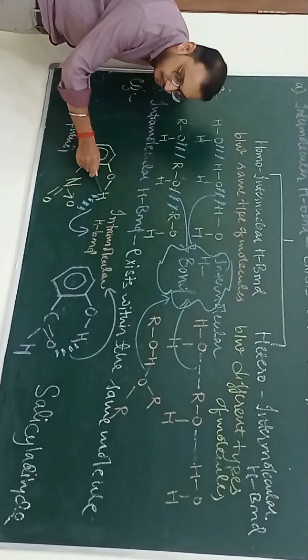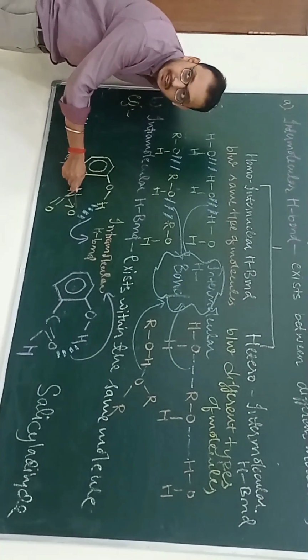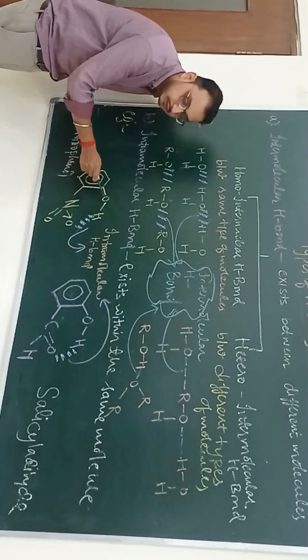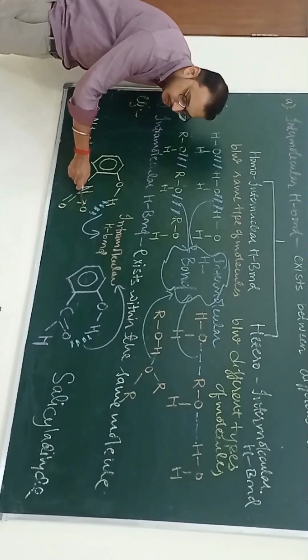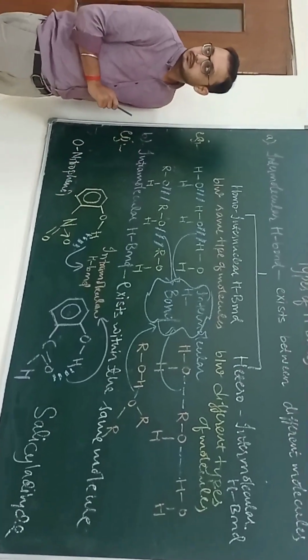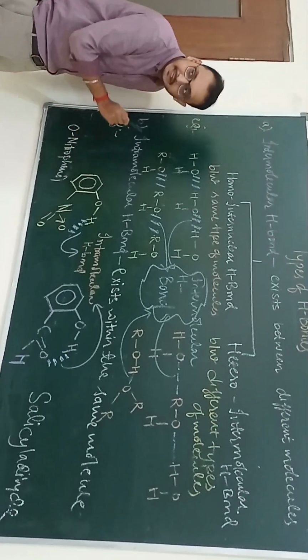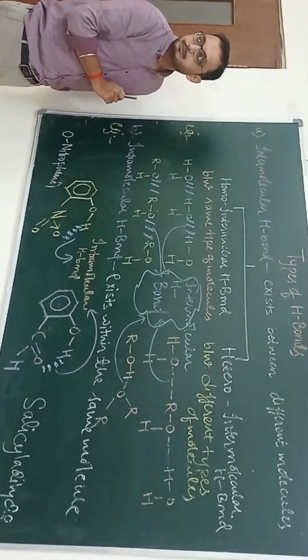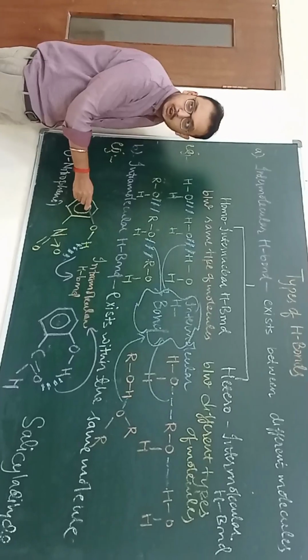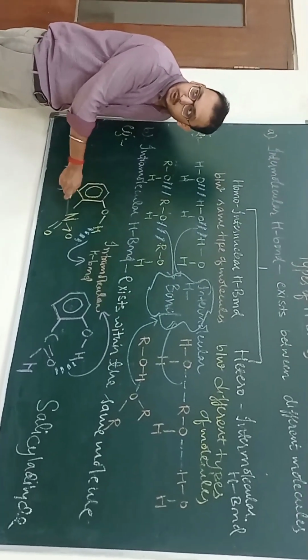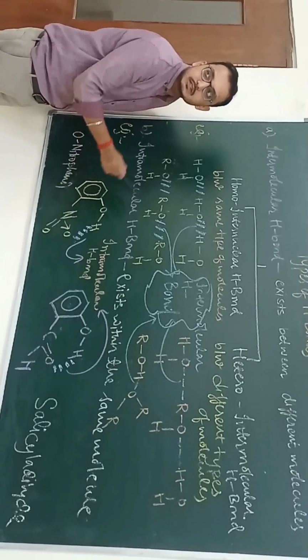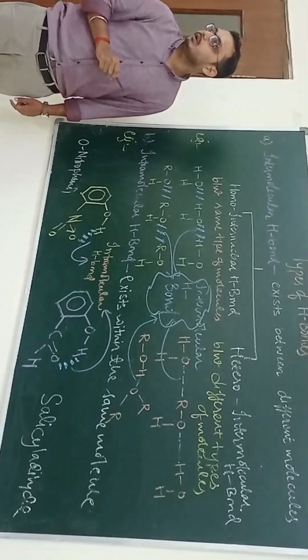So the electropositive hydrogen is bonding with the electronegative oxygen of the nitro. I am repeating. The hydrogen of the OH is binding with the oxygen of the NO2. But they all are the part of the benzene ring. That is why it is called intramolecular hydrogen bond. This is one functional group, this is second functional group. Between the two functional groups of the same molecule, there is existence of intramolecular hydrogen bond.